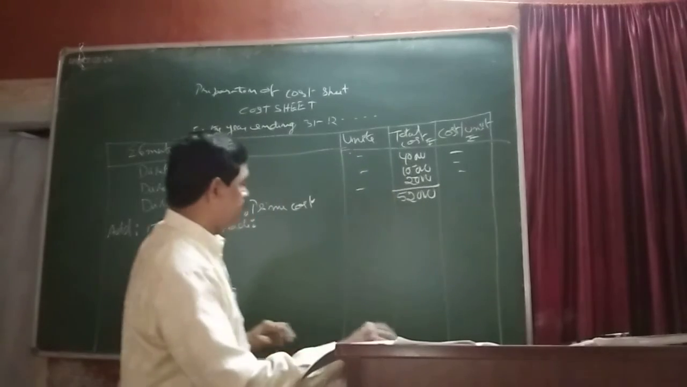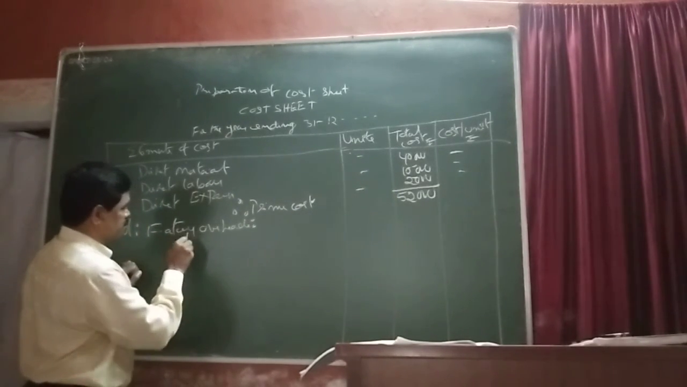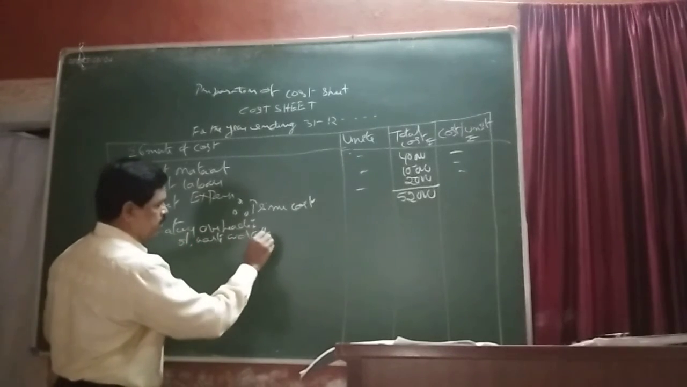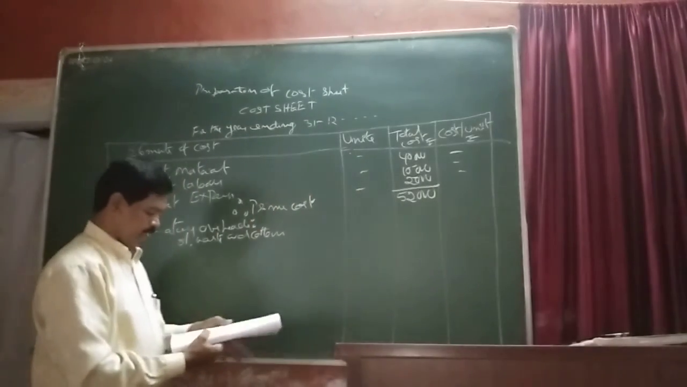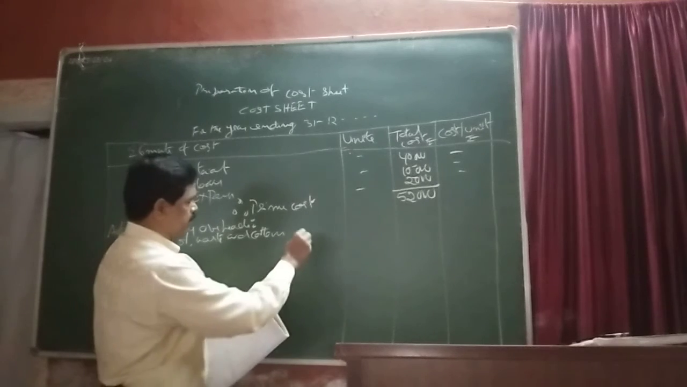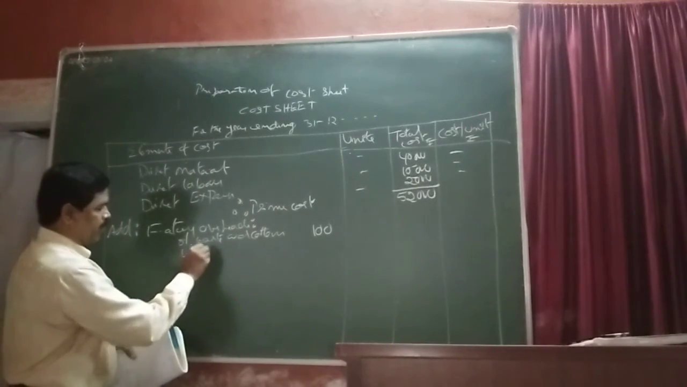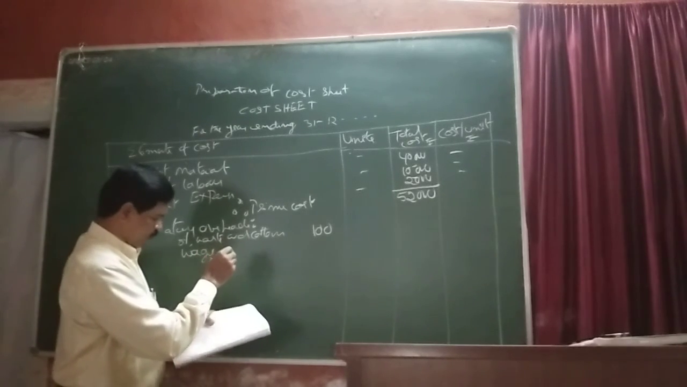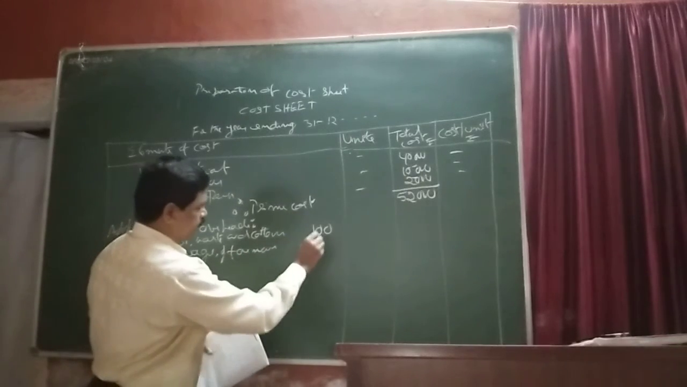Here oil, waste and cotton. One of the factory overheads is oil, waste and cotton. You calculate here, and the total can be transferred to the last column. So you write it on the inner side itself, 100 rupees. Then wages of foreman. Foreman means the supervisor in the manufacturing department. Wages of foreman, here it is 1000.